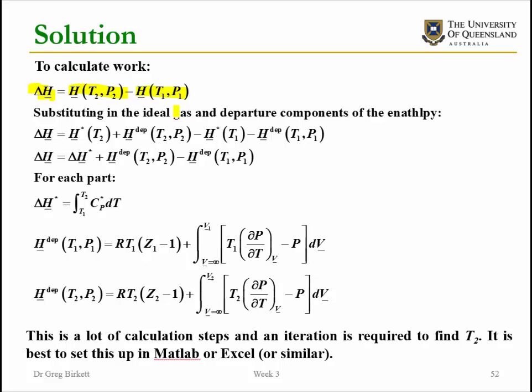As we've discussed in the previous videos, we can separate this into the ideal gas part, and then the departure at the outlet and the departure at the inlet. For each of these parts, we calculate the delta H for the ideal gas, which is just the integral from T1 to T2, and then the departure function at the inlet and the departure function at the outlet. There are a number of steps, but as long as we know what T1 and T2 are, we can calculate the reversible work.